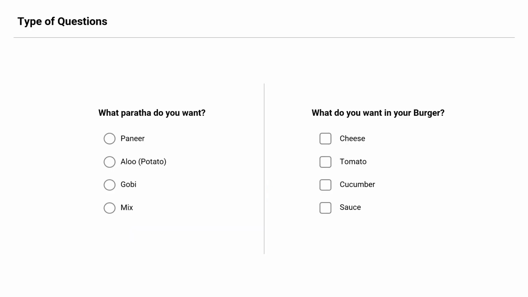All right. So there are two typologies of questions which I've come across in this particular course. The first one is single correct answer, and the second one is multiple correct answers. Single correct answer means that out of four, only one would be the correct answer.